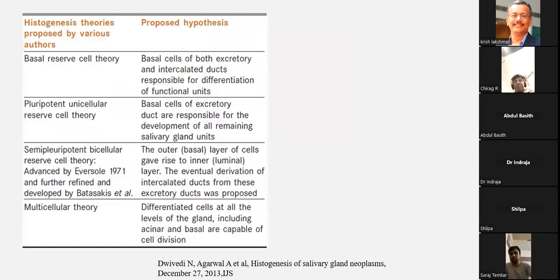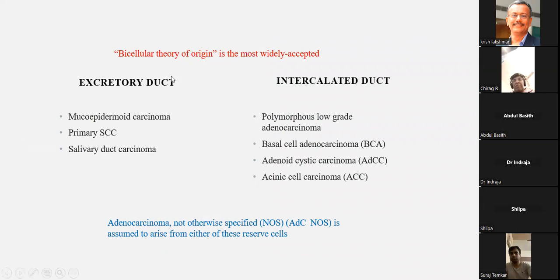There are several theories proposing the histogenesis of the salivary gland tumors. These include basal reserve cell theory, unicellular, bicellular, and multicellular theories. The most accepted theory is bicellular theory of origin. According to this, mucoepidermoid carcinoma, primary squamous cell carcinoma, and salivary duct carcinoma arise from the excretory duct. And basal cell adenocarcinoma, adenoid cystic carcinoma, and acinic cell carcinoma arise from the intercalated duct. Adenocarcinoma not otherwise specified can arise from either of these cells.